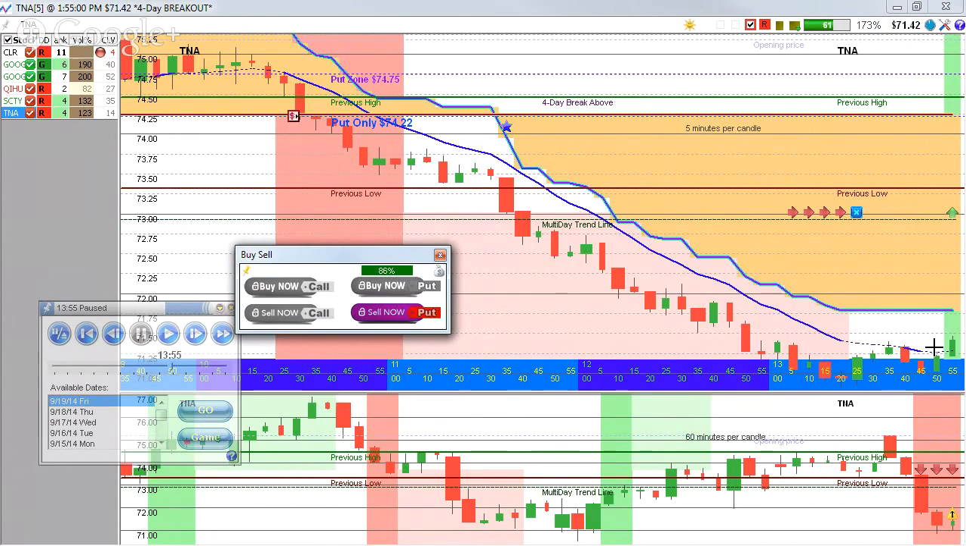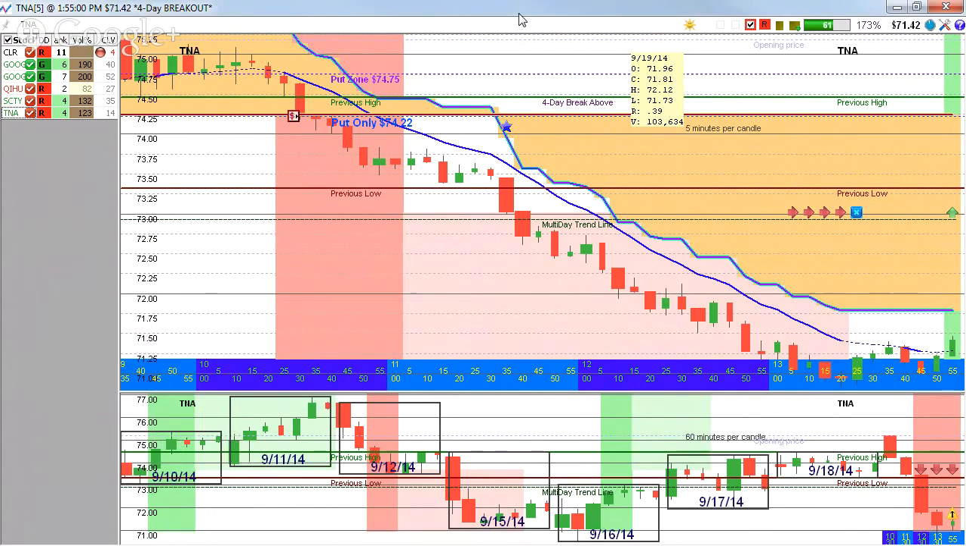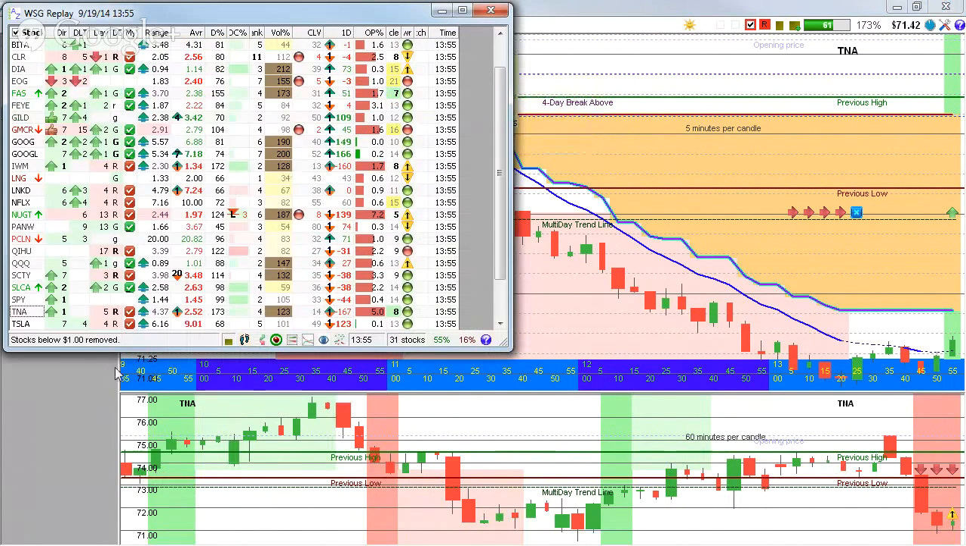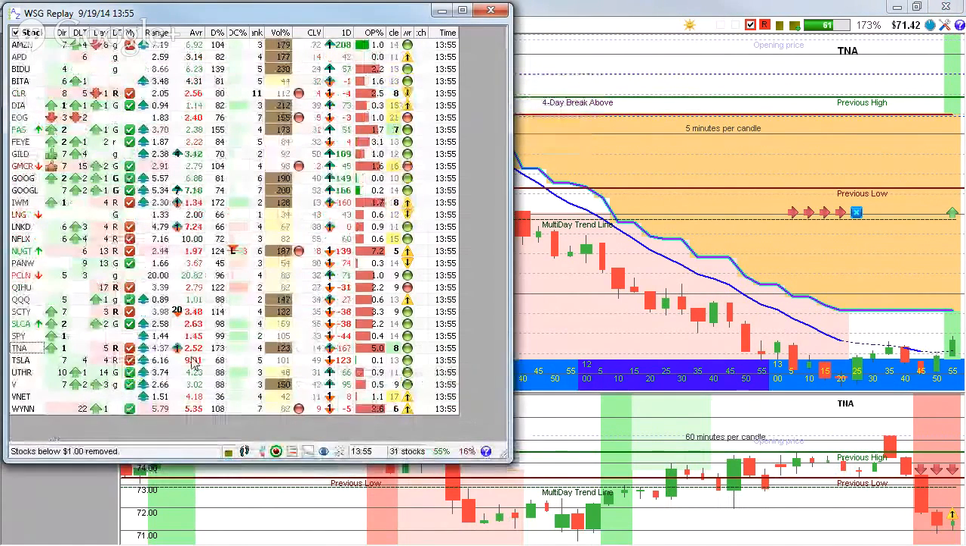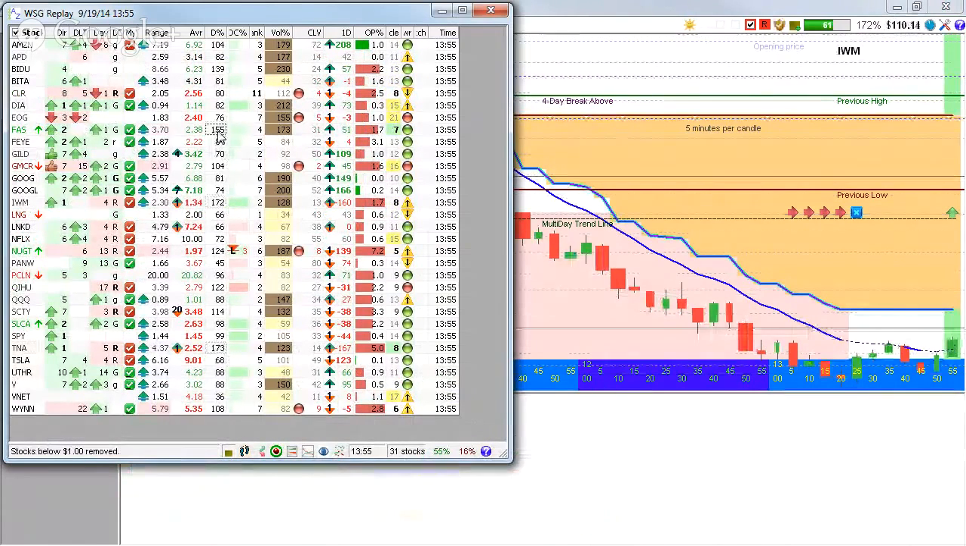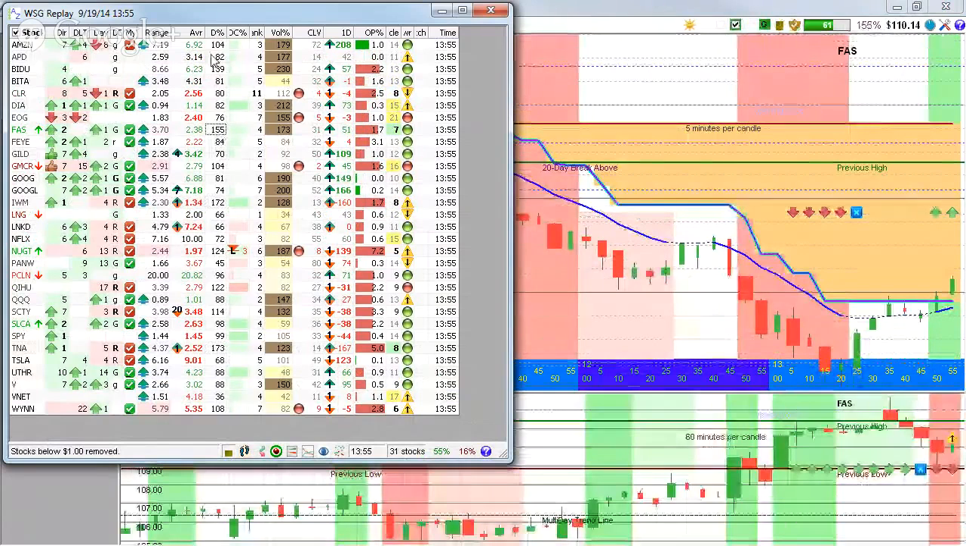So let me just show you here. This is a strong market day, and that's what that little sunshine marker tells you. So, you know, makes it easy. Here's the list of stocks. There's 31 of them in here. Of the stocks that ran well, this one was one of them that ran really well. IWM and FAS also ran really well. But you see, most of these other stocks, they didn't do well.